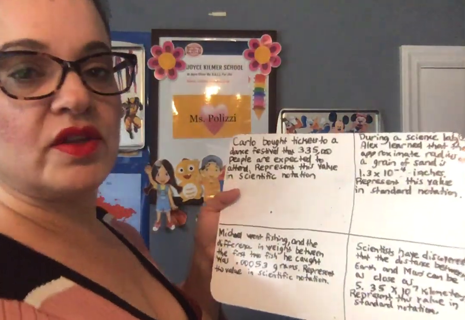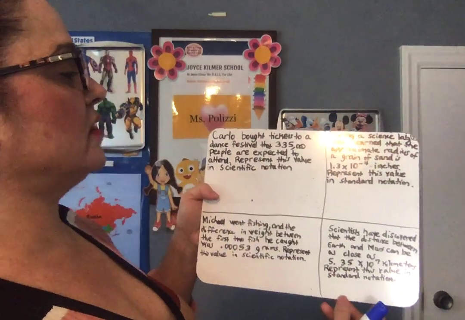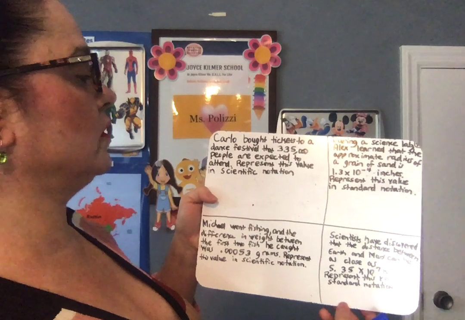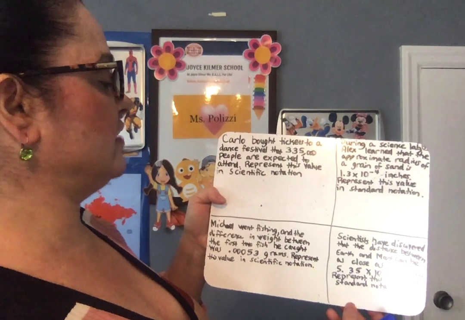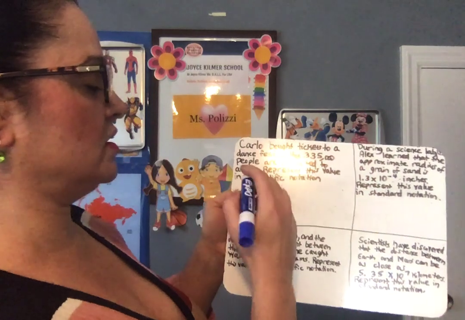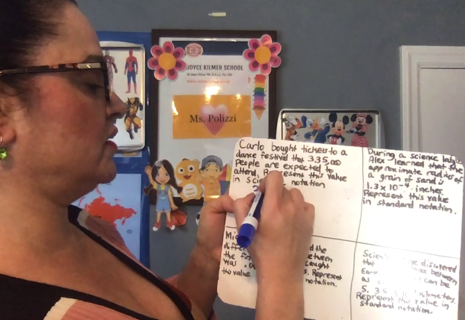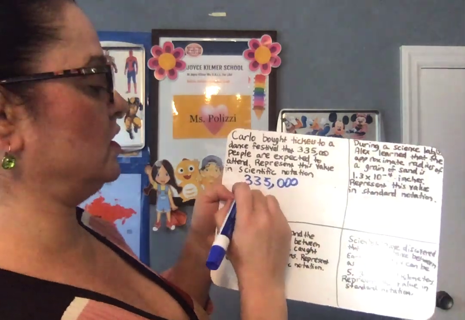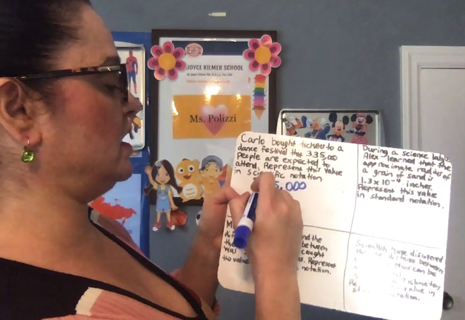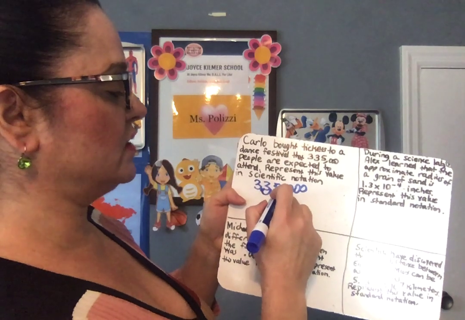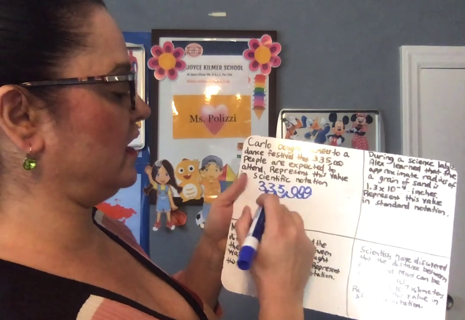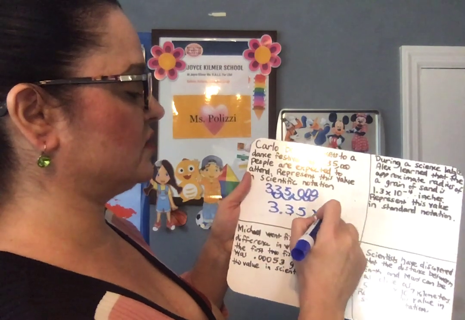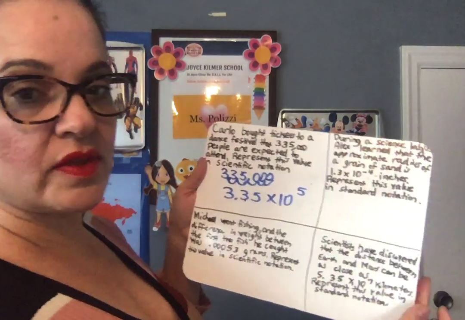Okay. The first word problem, Carlo bought tickets to a dance festival that 335,000 people are expected to attend. Represent this value in scientific notation. So we'll write out 335,000. We'll put a decimal in between the 3 and the 3. We'll count right. 1, 2, 3, 4, 5. And that will be rewritten as 3.35 times 10 to the 5th power.